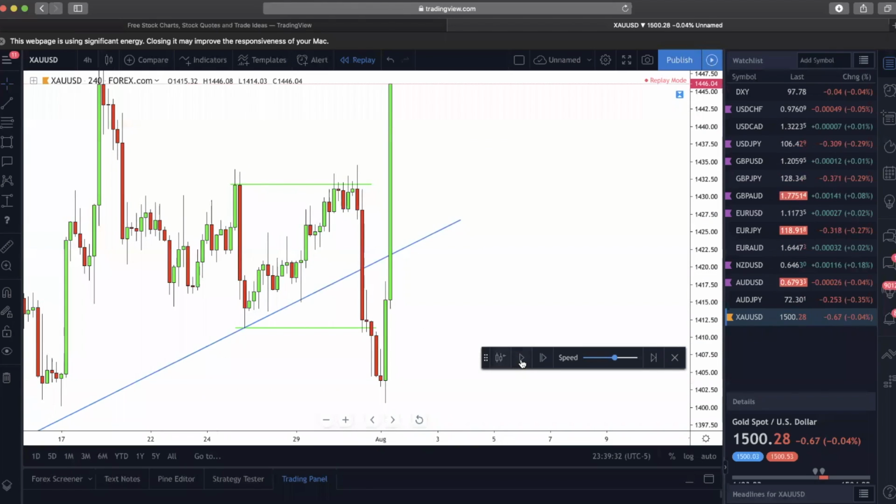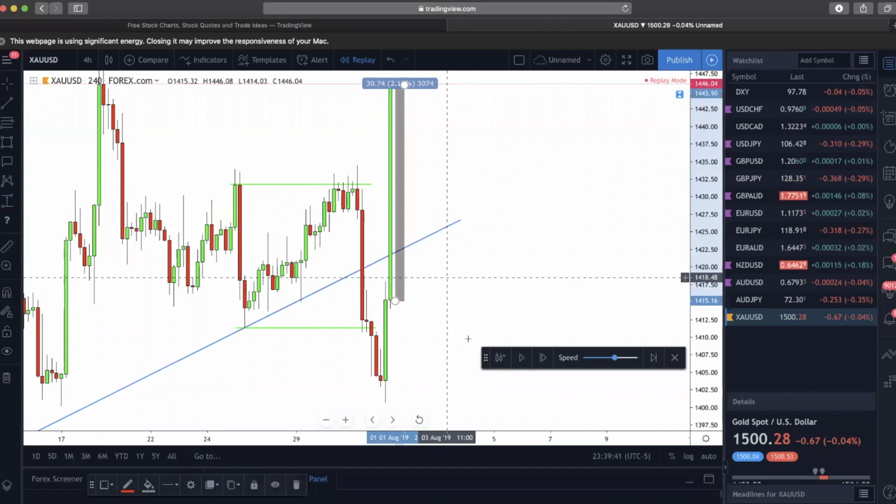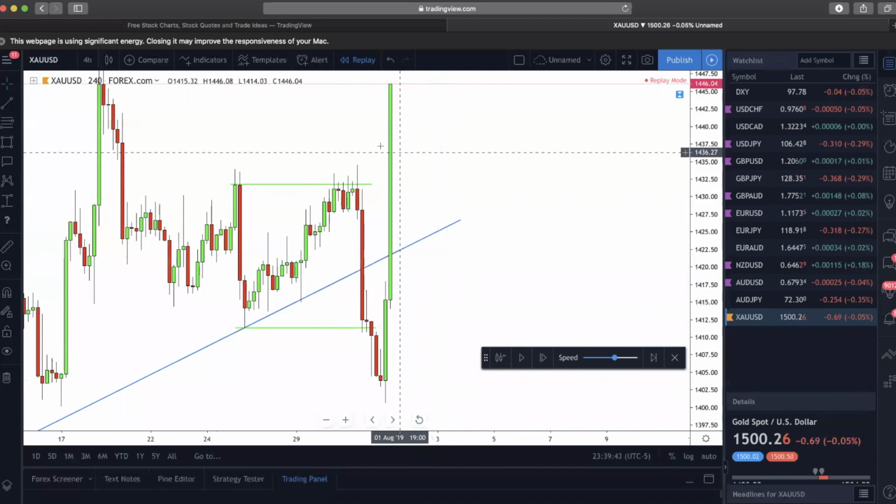Big bullish move and then big bullish move up. There's no way retail traders can move the market like that. I mean, just look at this candle right here. This candle alone was 300 pips, right? So institutions take over the market.